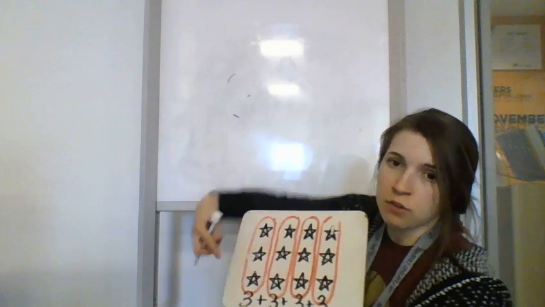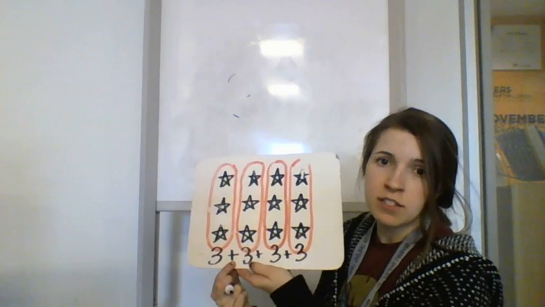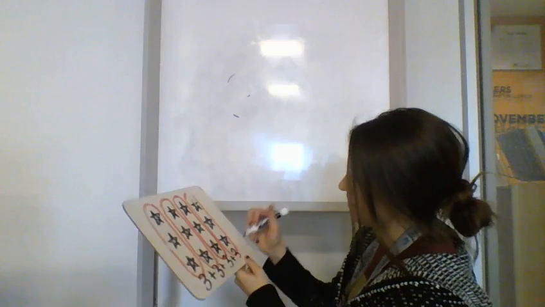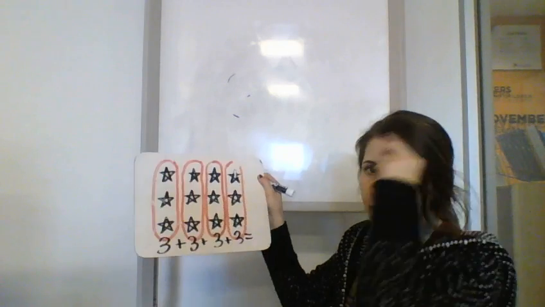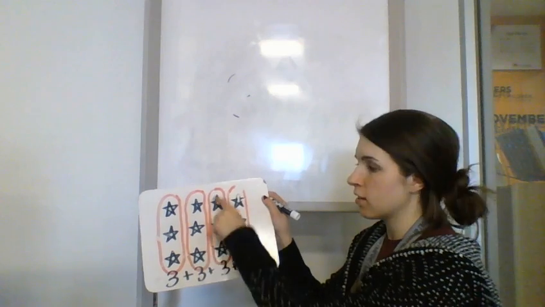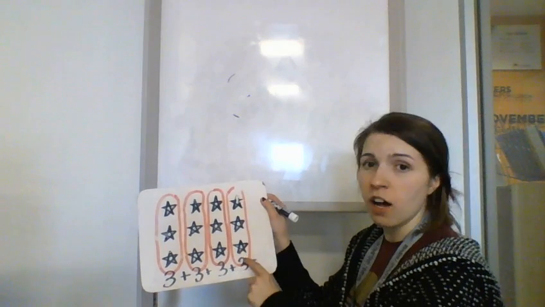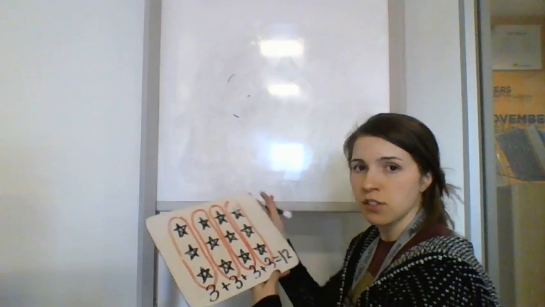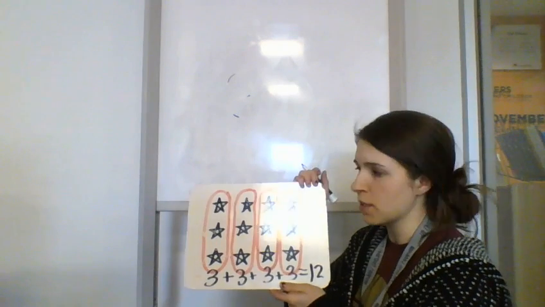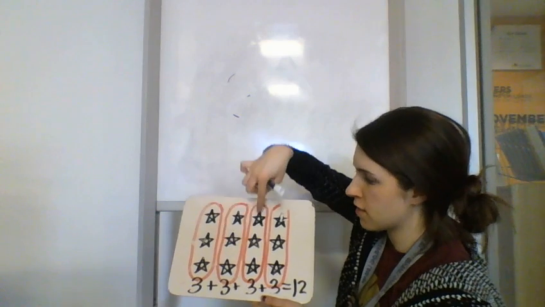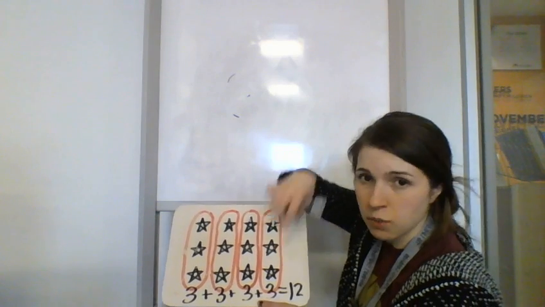So we have 3 plus 3 plus 3 plus 3 equals how much? So we have 3, 6, 9, 12. I counted by threes. If it's easier for you, you can also still count the pictures, count the objects, and count one at a time. So 1, 2, 3, 4, 5, 6, 7, 8, 9, 10, 11, 12.